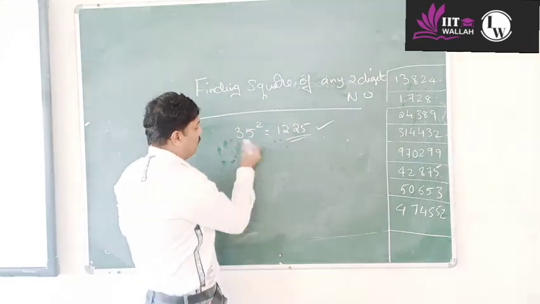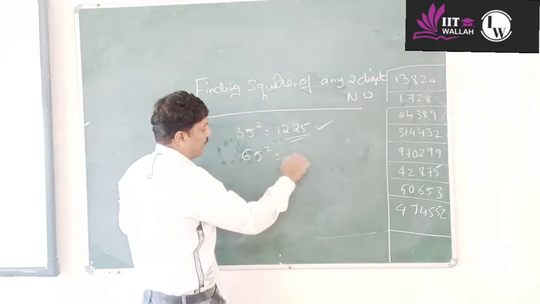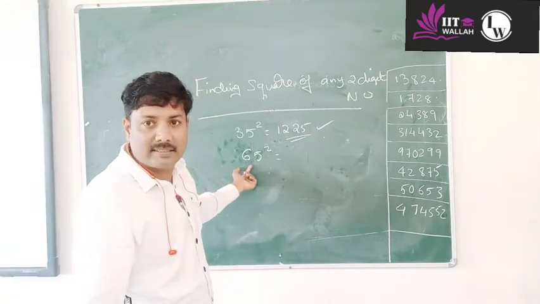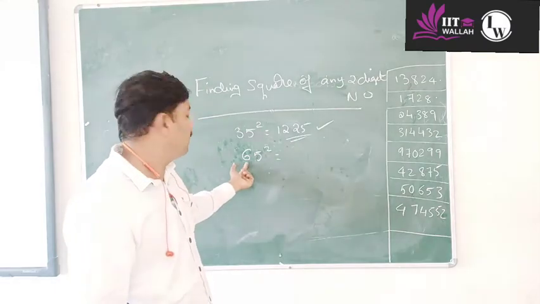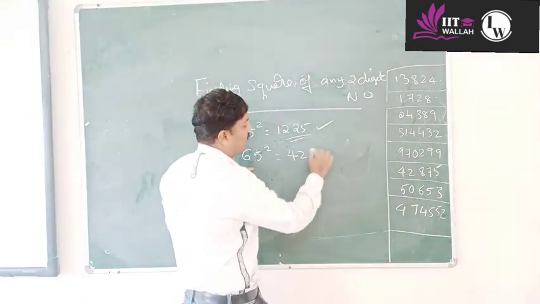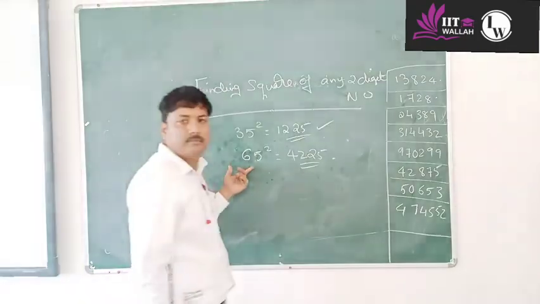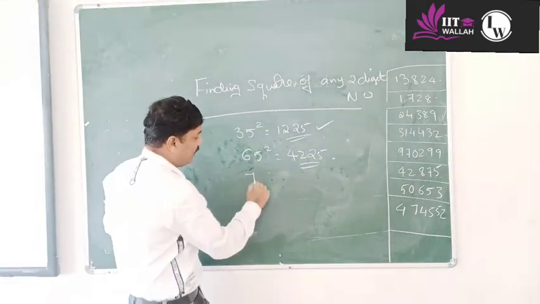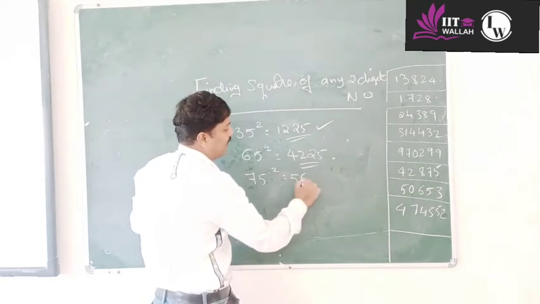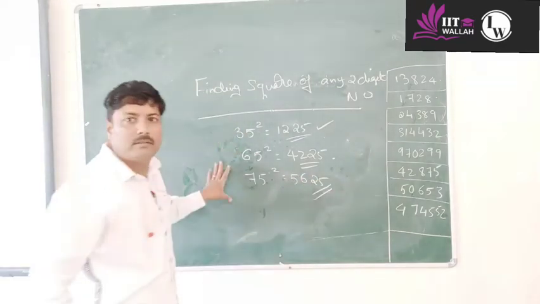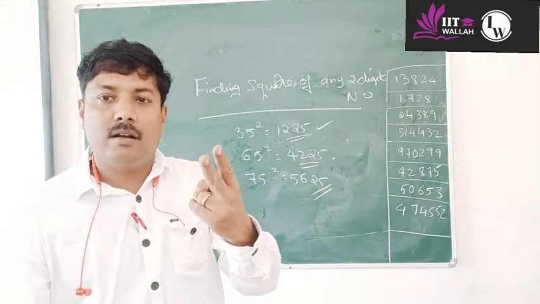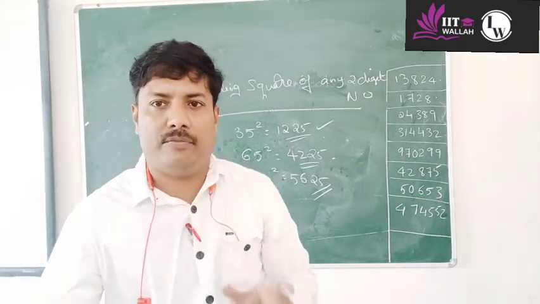Suppose we need to find the square of 65. You multiply 6 with the successor. That means the successor of 6 is 7. 7 6s are 42. Then at the last we write 25. Okay. If it is 75 square, you multiply 7 with 8. 8 7s are 56. Then 25. Clear? This is how we find the square of any 2 digit number whose ones place is 5.